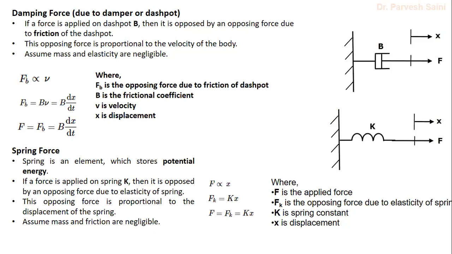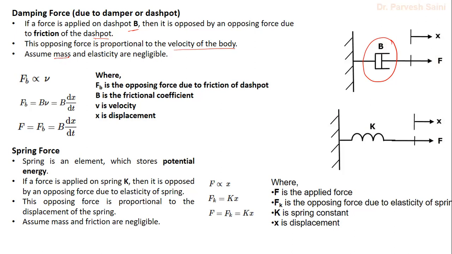Now, what is damping force? That is because of the damper or dashpot. A damper or dashpot is symbolically represented with this symbol here, right? When we apply a force on the dashpot B, this force is opposed due to the friction of the dashpot, and hence we can also call it frictional force, right? In this case, this opposing force is proportional to the velocity of the body.